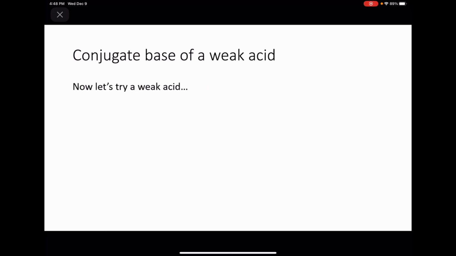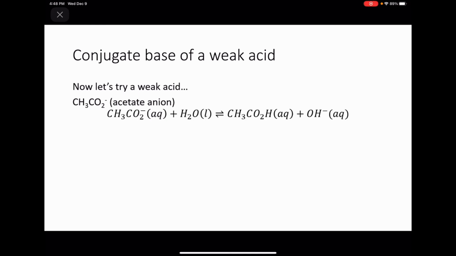So what about if we have a weak acid? So let's look at acetate, which is the conjugate base of acetic acid, which is a weak acid. So let's write out the base dissociation, where we have our acetate plus water gives us acetic acid and OH-.